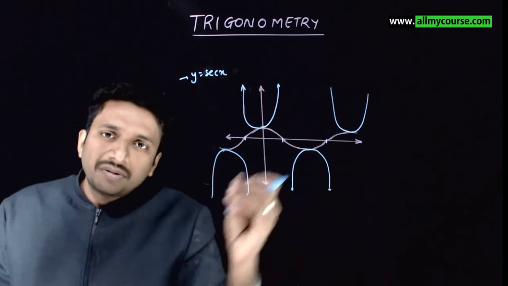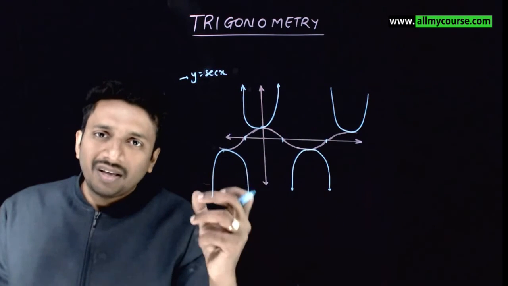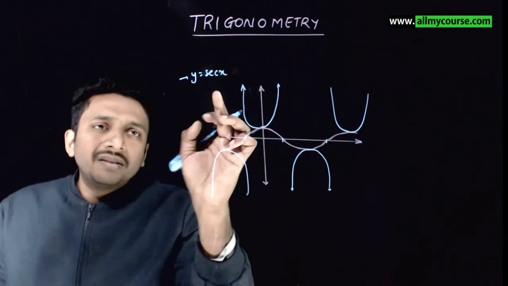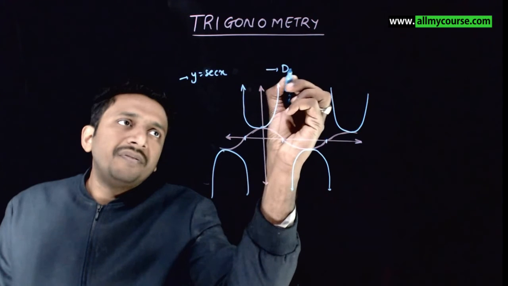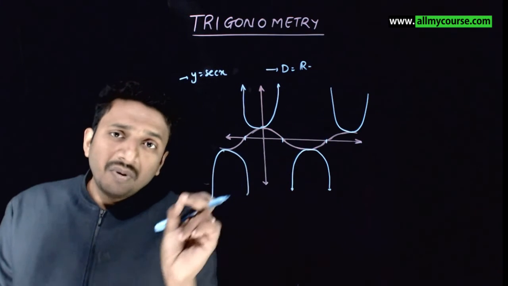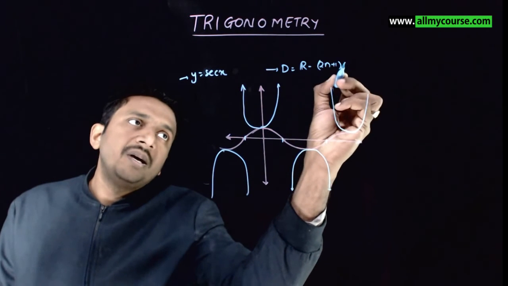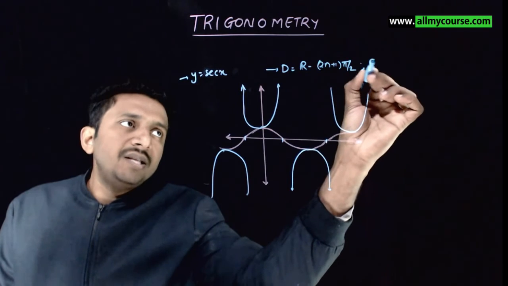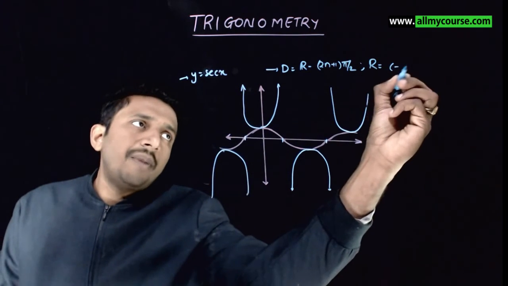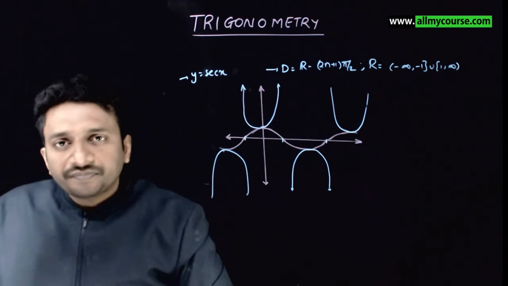So this continues. The graph of y equals secant x contains a series of cups, inverted and vertical. So what is the domain of secant x? All real numbers except, this time cos will be 0 at odd multiples of pi by 2, that is 2n plus 1 times pi by 2. And the range of this function is again either greater than 1 or less than minus 1, minus infinity to minus 1 union 1 comma infinity.